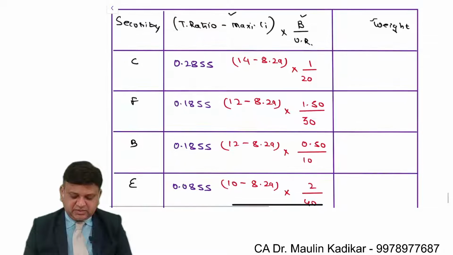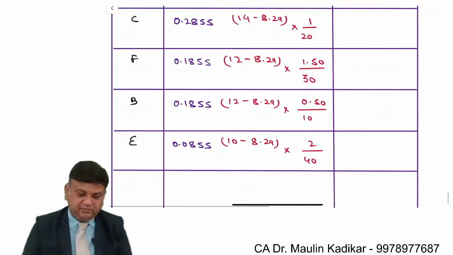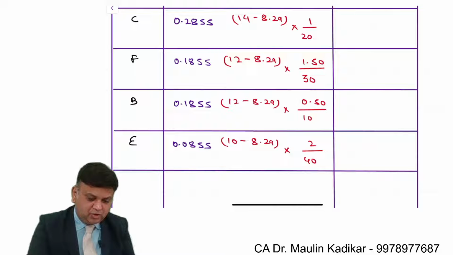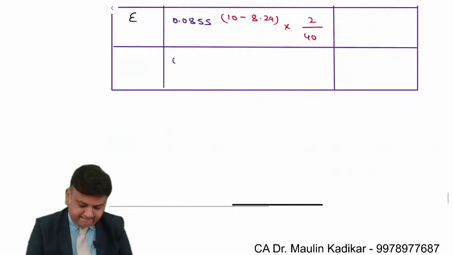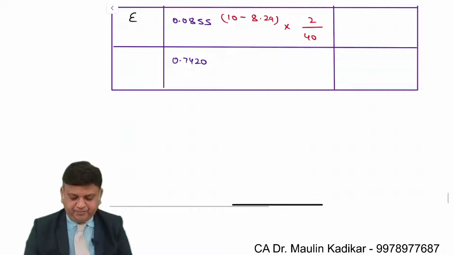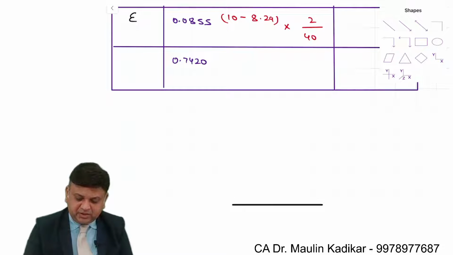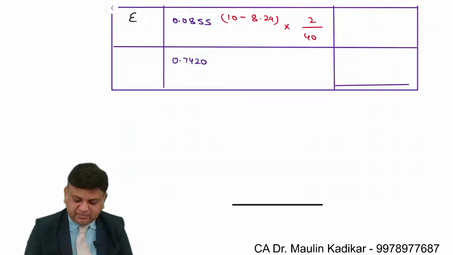Okay. This is the way we have the CI value, that is the value of the Z. We'll calculate the total: 0.2855 plus 0.1855 plus again 0.1855 plus 0.0855. That comes to 0.7420. Now we'll compute the proportion in which the investment should be made, and of course its total would be 1.